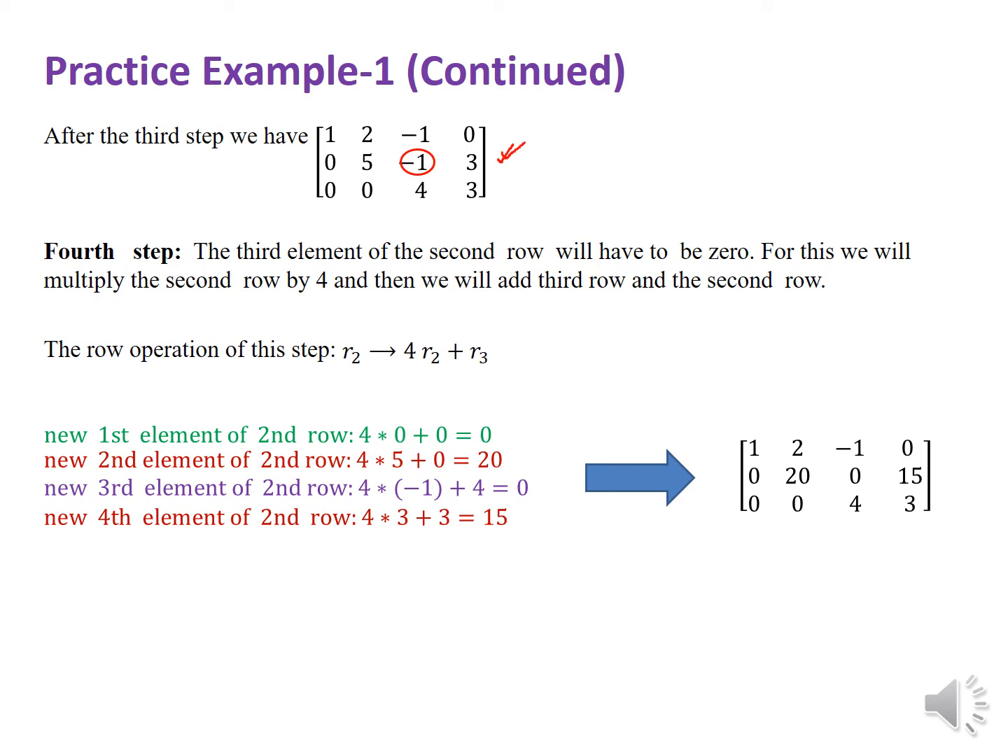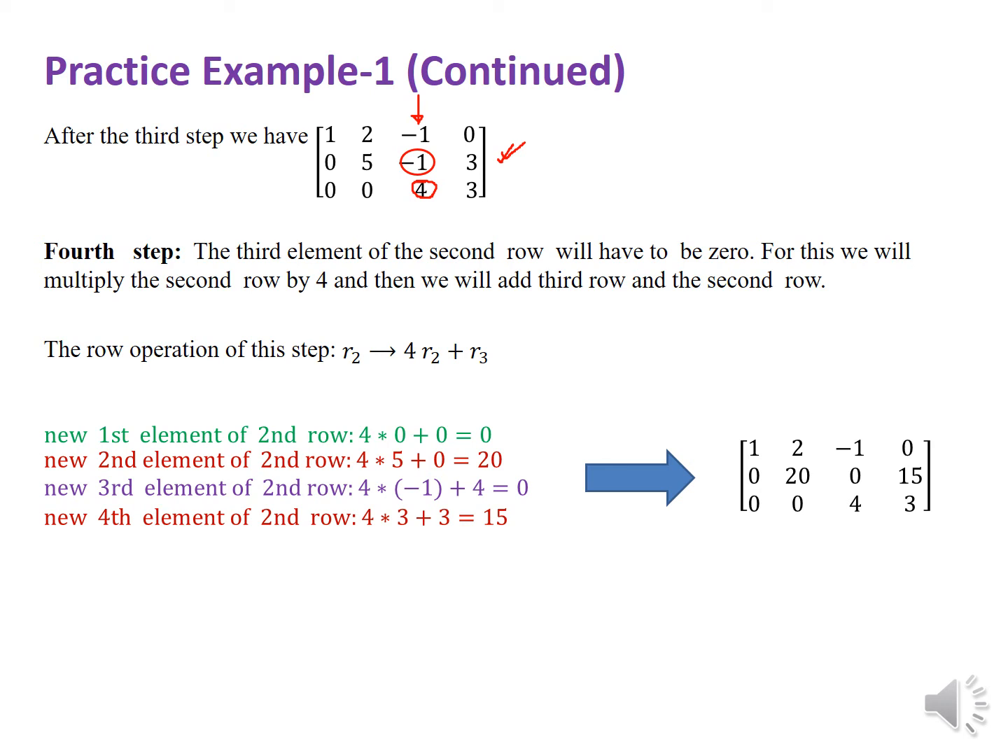So the leading element of third row is 4. So according to the condition, all other elements of third column will be 0. So now we will make the third element of second row 0. For this, we will multiply second row by 4 and then we will add second row and third row.